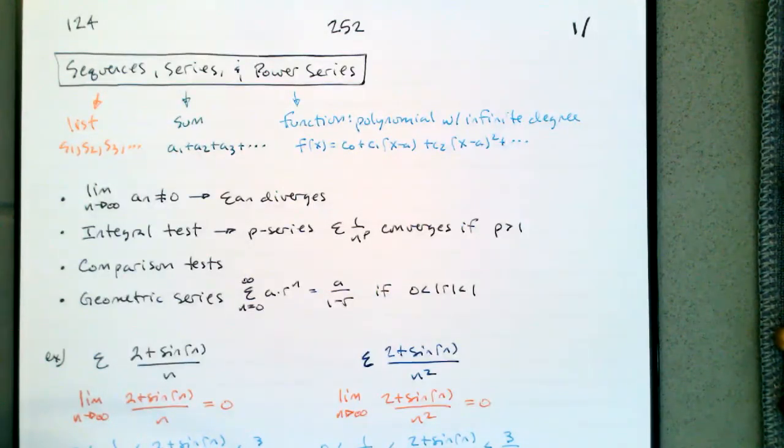Today, we're going to continue looking at sequences, series, and power series. Let's remind ourselves of the things that we know about convergence of series. First, we have our necessary condition. If the terms don't go to 0, then the series diverges. That's the first thing that we look at.